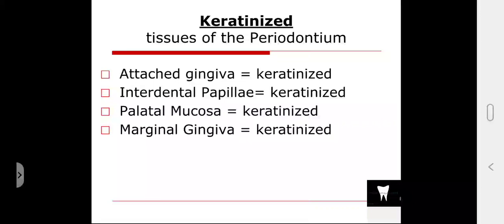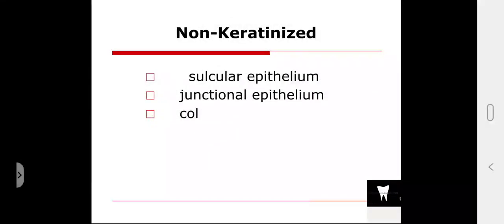Keratinized tissues of the periodontium. This is also something you need to know. Attached gingiva is keratinized, as are the interdental papilla and the palatal and marginal gingiva. Non-keratinized would be the sulcular epithelium, the JE, or the junctional epithelium, and the col.